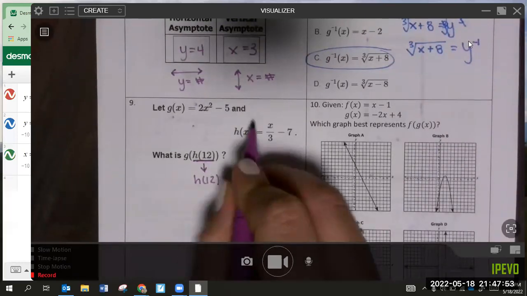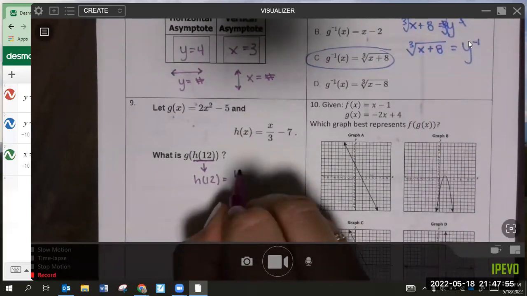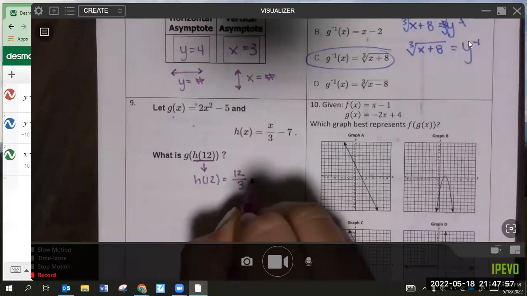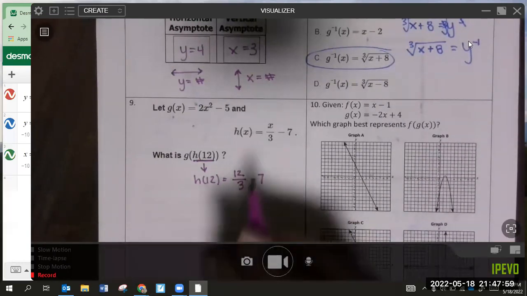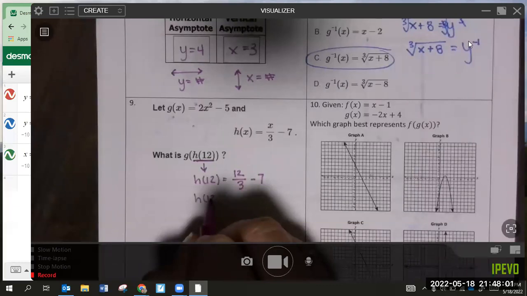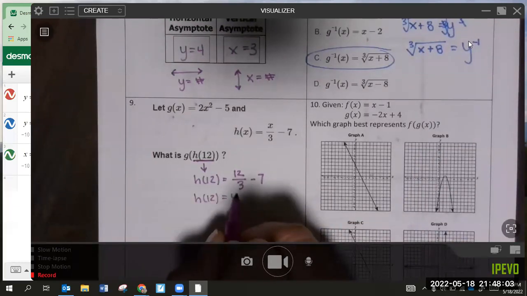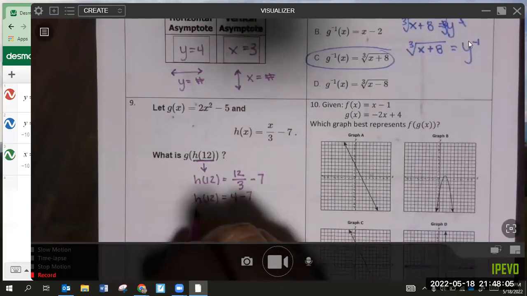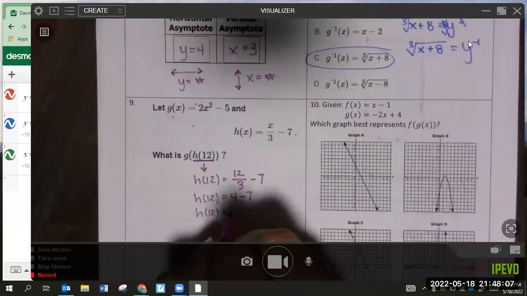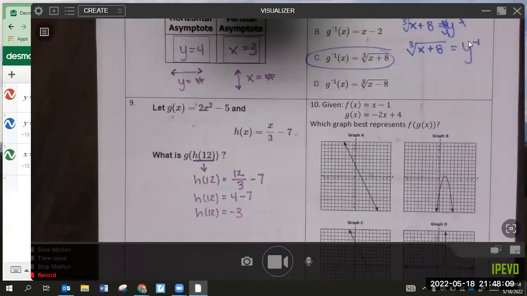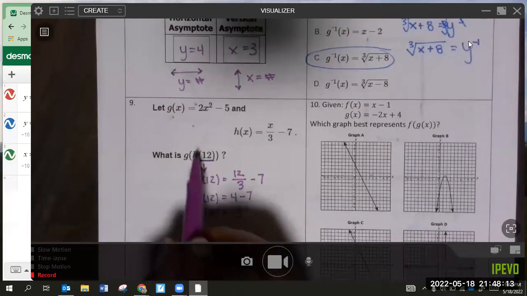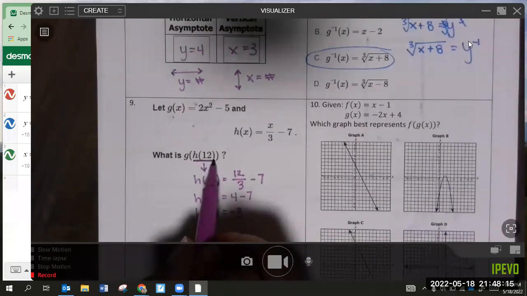So we're coming here to our h function. We're plugging in the number 12 where we see x, and we're going from there. So we've got h of 12, 12 divided by 3, 4 minus 7 is a -3. So where we know h of 12, we know that it's -3.